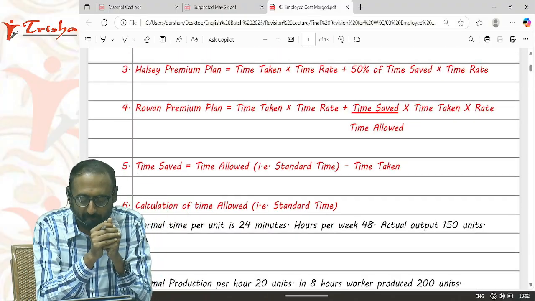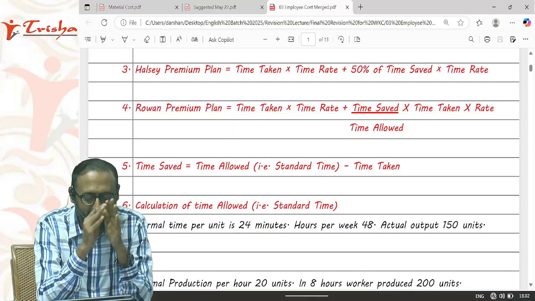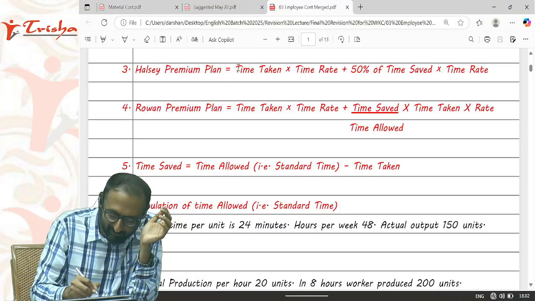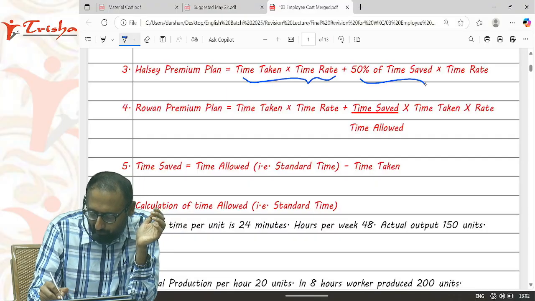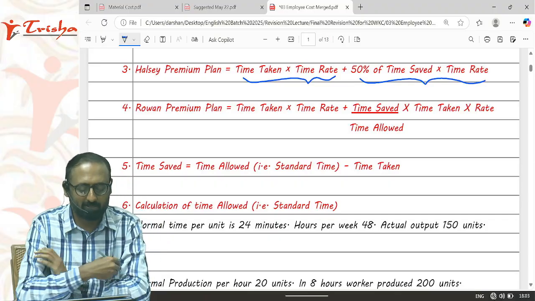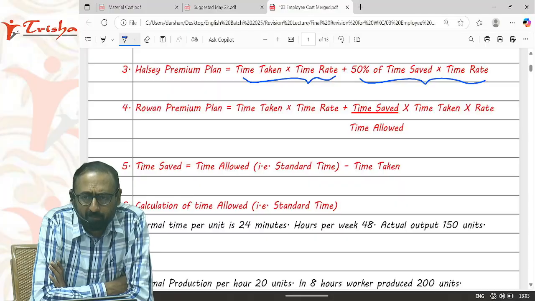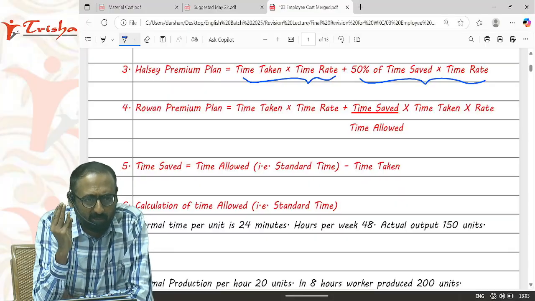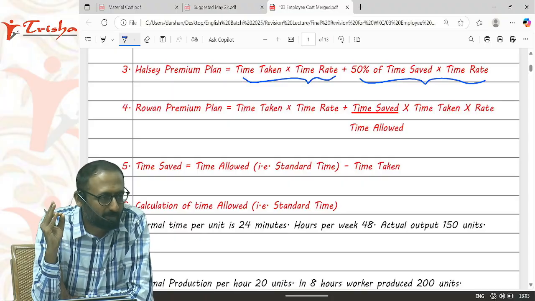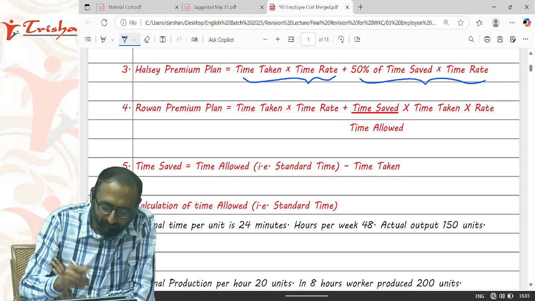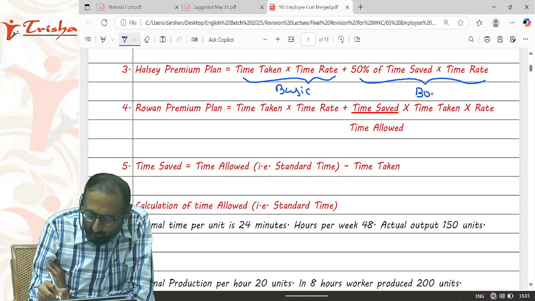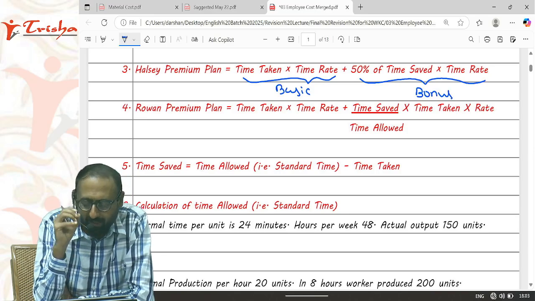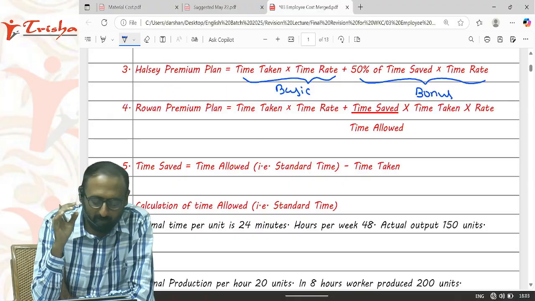Under the HALSE premium plan, guys, it is divided into two parts. First part will be your basic wages and second part will be your bonus, or treated as your incentive. So the HALSE premium plan formula is very simple: hours worked into rate per hour plus 50% of time saved multiplied by rate per hour. The first part is basic wages and the second one is a bonus, 50% of time saved multiplied by rate per hour.